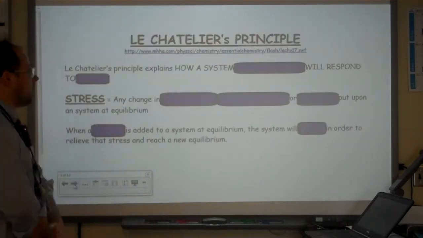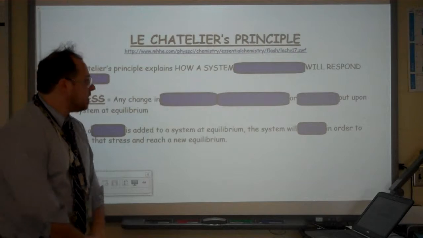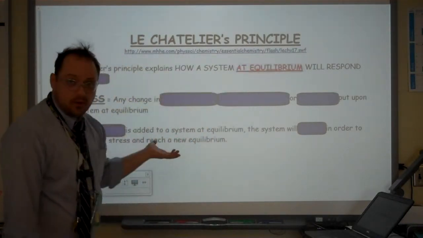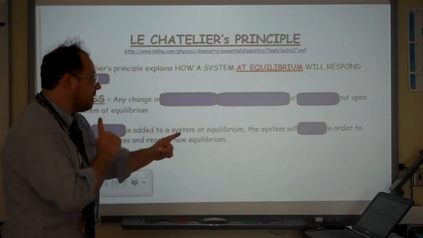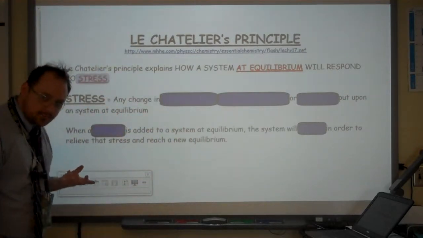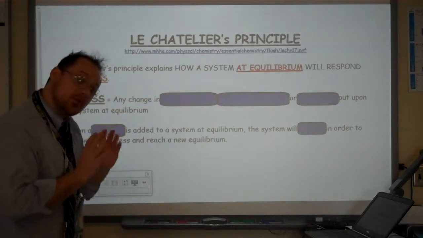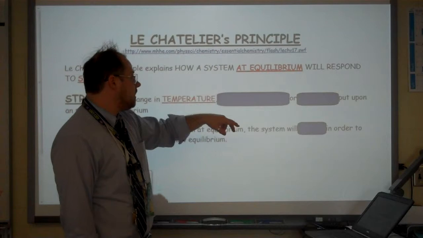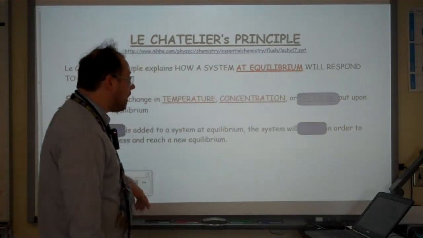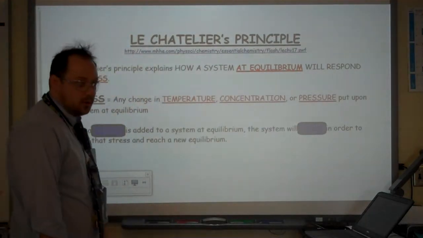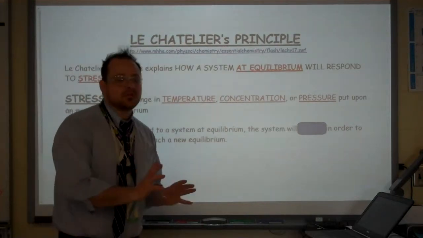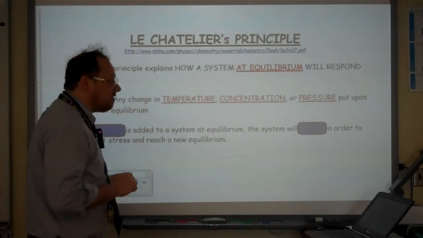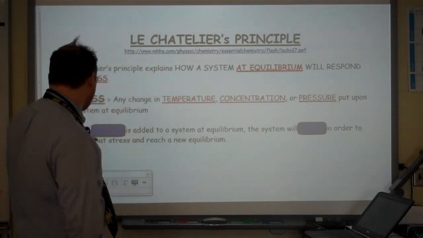So let's see what we're talking about in our notes. Le Chatelier's principle at its most basic form explains how a system at equilibrium, so both forward and reverse reactions happen at the same rate, will respond to stress. Everybody gets stressed out, but what type of stresses are we talking about in chemistry? Any change in temperature, concentration, or pressure put on a system at equilibrium. Notice we're not changing things like particle sizes or adding or taking away a catalyst, because those things have different effects that Le Chatelier's principle does not cover.